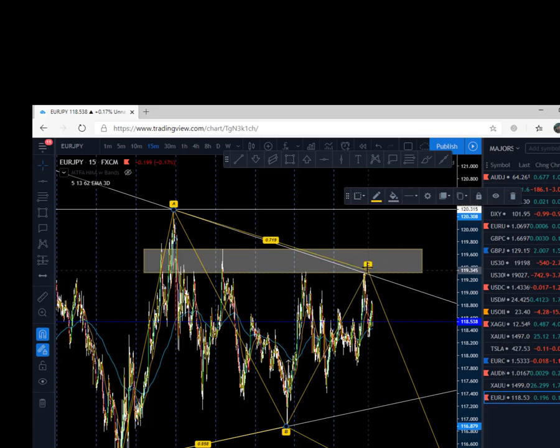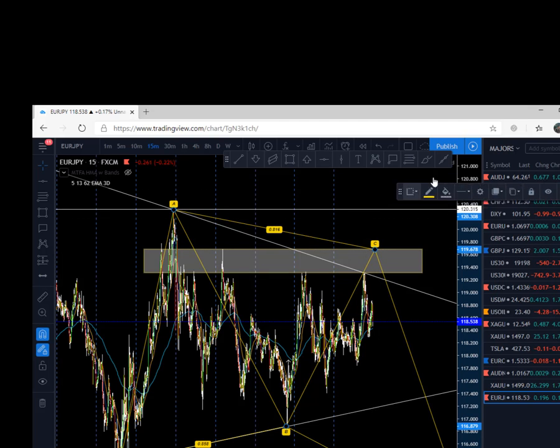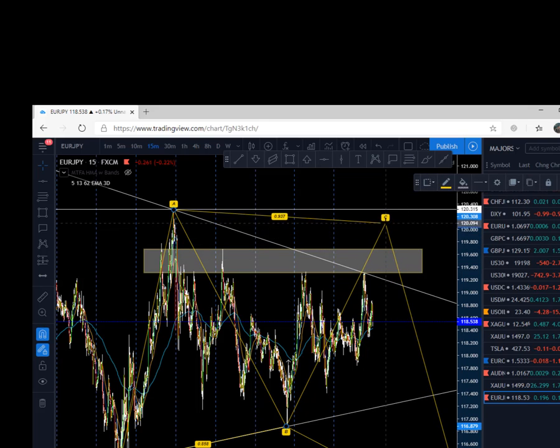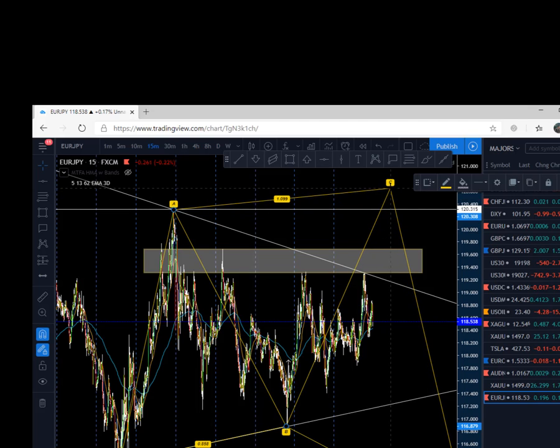So essentially the C point could move up here and it will still be valid for this butterfly, and even tag the A point and it will still be valid, but it cannot break the A point.